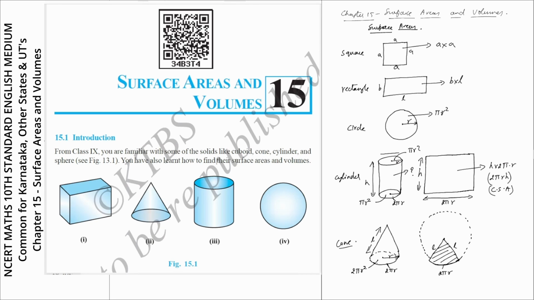Now what is the area of this circle? The area of this circle is given by pi r square, that means pi into l square, because l is the radius. So the area of this circle is pi l square. And what about the circumference of this circle? It is 2 pi r, so since l is the radius, the circumference will be 2 pi l.